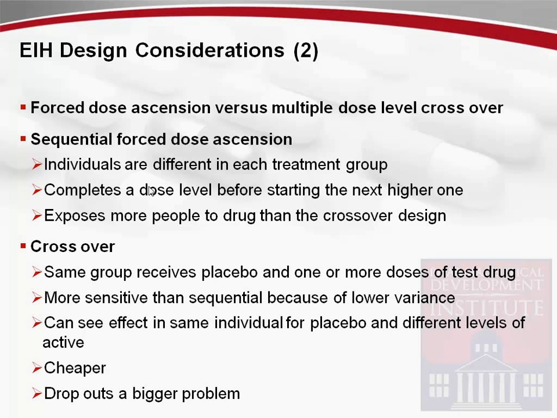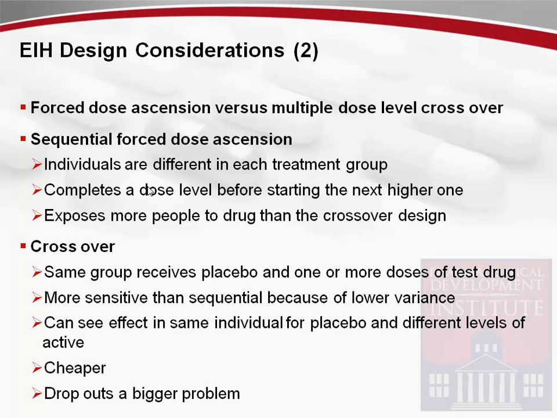sequential forced dose ascension will look at more people, so you get a fresh group of people. There's no bias being carried over from a previous experience of the drug, whereas the crossover tends to be very sensitive, because each person will get placebo and at least 1 or 2 active doses. So if there's a real tendency for that drug to do something, it's much easier to see. And it's very, very useful in cases where you have a potential arrhythmia liability for the drug.